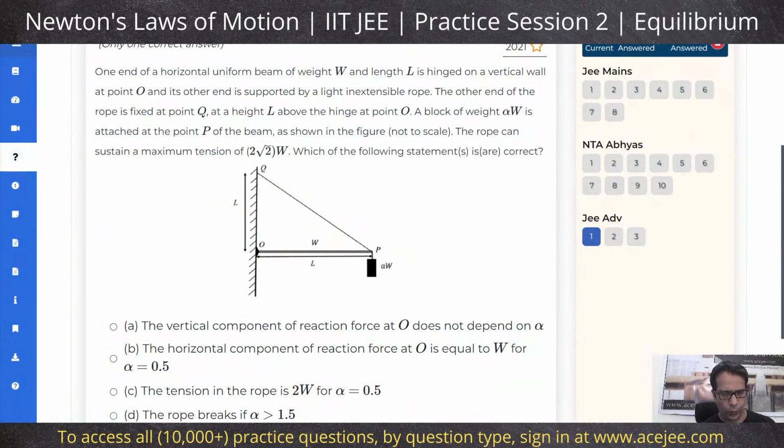So just to quickly recap, we have this rod, which is hinged at one end on the wall. In such questions, the interest is to understand the reaction forces at O. And in this case, we're also interested in the tension in the rod. Sir, for reaction forces, ABD is coming. B and D. Sir, ABD. A, B, D.